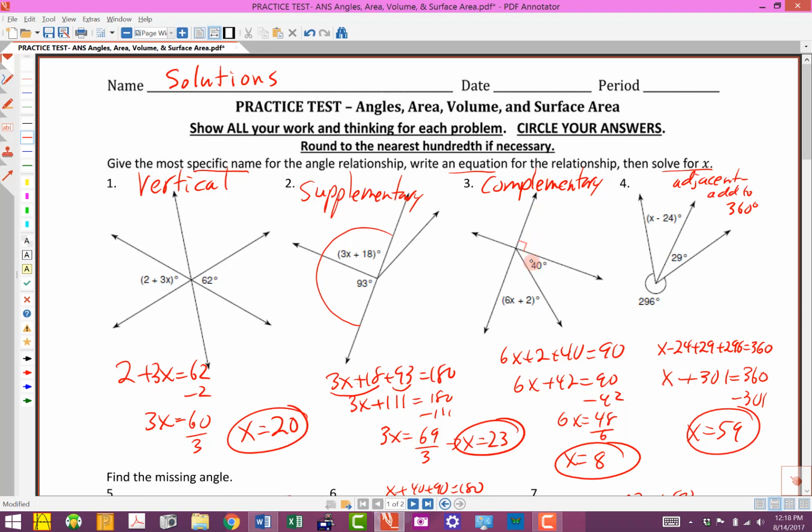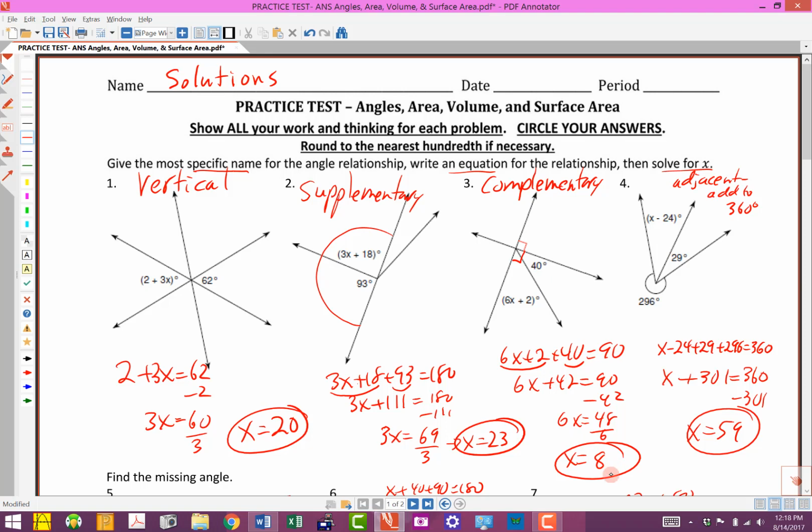All right, next one. You'll notice that this is a right angle right here, and then we've got two that are right next to each other. So yes, again, these are adjacent, but the most specific name we can give to these, because if there's 90 degrees over here, this one's also got to be 90 degrees. So we know that those would be complementary. So they've got to add up to be 90 degrees. So this is the name of the relationship. Here are those two angles added together to make the 90 degrees. We then just finish solving this, and we end up with x equals 8. So again, name, equation, what the value of x is.